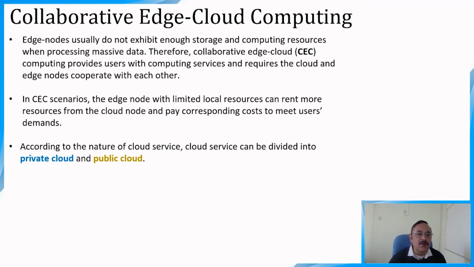Now, in this collaborative edge cloud computing scenario, the edge node with limited local resources can rent more resources from the cloud node and pay the corresponding cost to meet the users' demands. According to the nature of the cloud service, it can be divided into two different types of services. One is called private cloud, the other is called public cloud services.